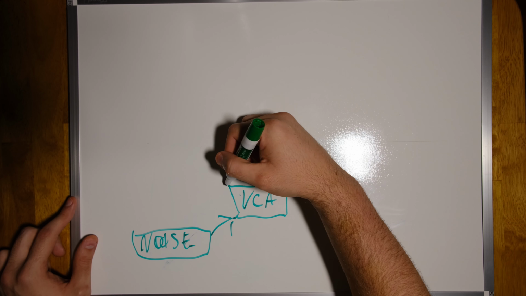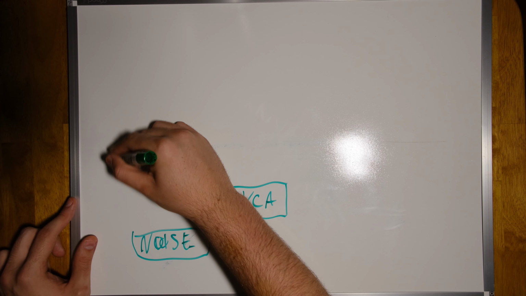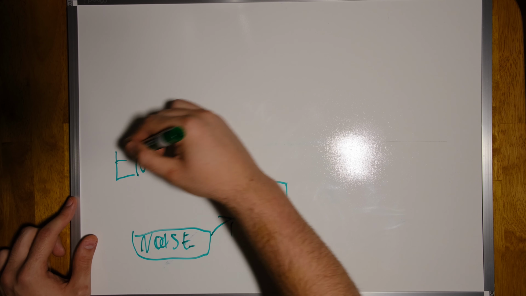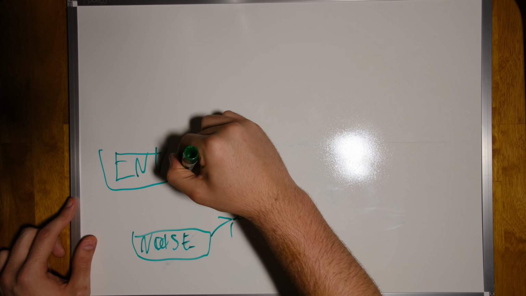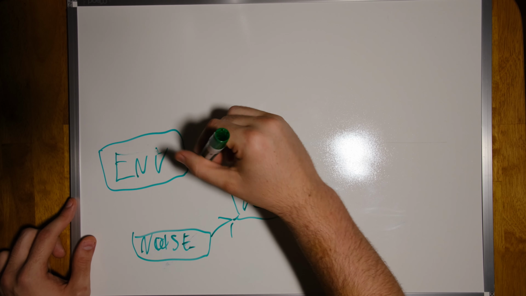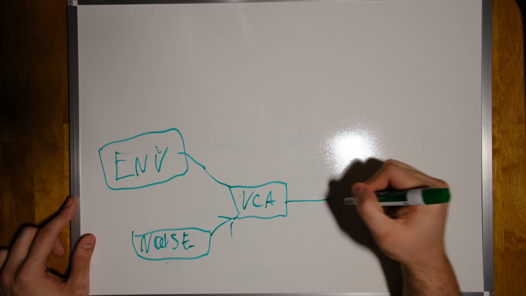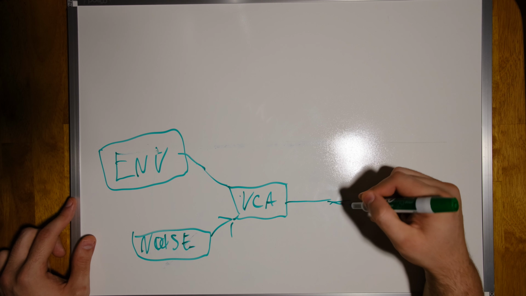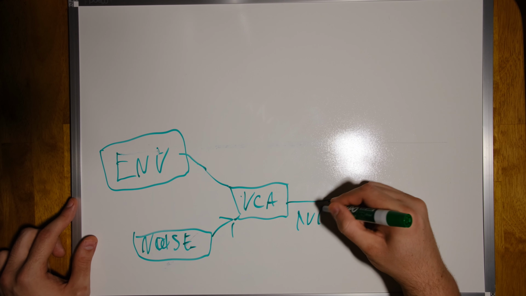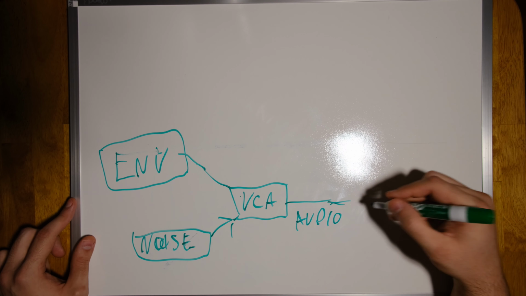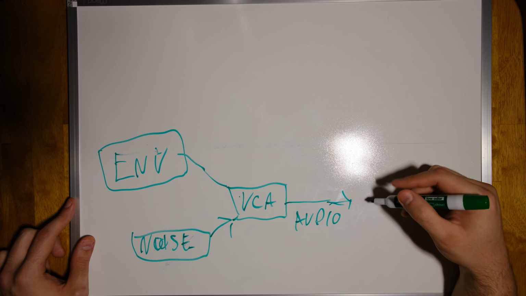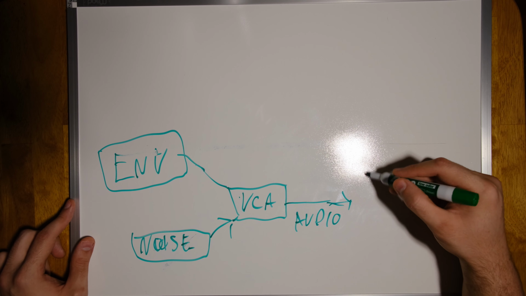And my VCA is going to be modulated by my envelope to open and close it. And the audio output of my VCA is going to go into the audio input of Rings.